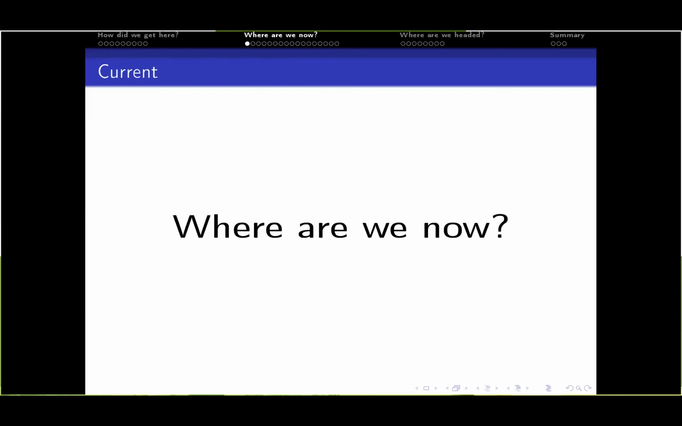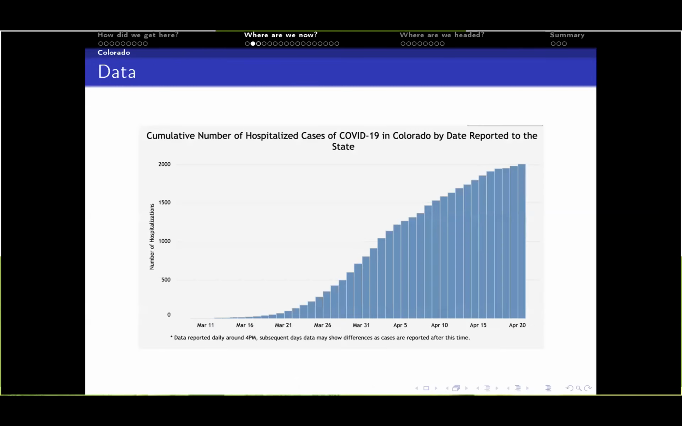So that's where things came from, and the question is, where are we now? Well, this is the status. We have the cumulative number of hospitalized cases in Colorado by date. One of the things is you can kind of eyeball this. If you squint at it, around late March, early April, it looks like we changed the type of growth. It went from exponential to linear, and then maybe started to taper off. Certainly the number of hospitalizations was not growing exponentially.